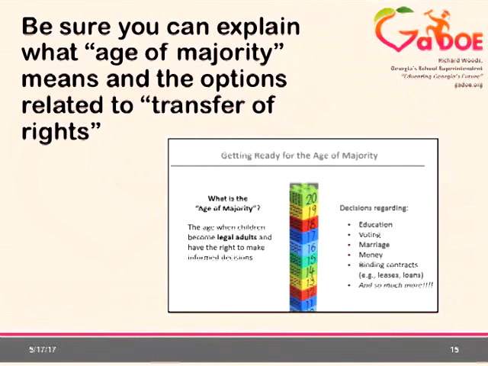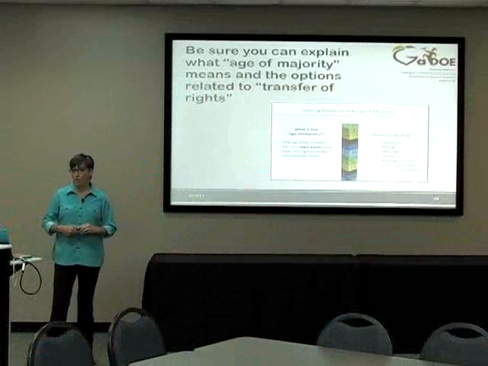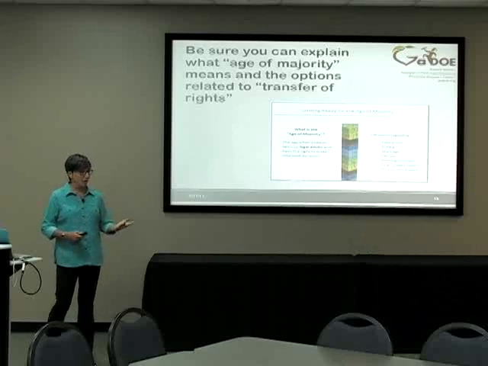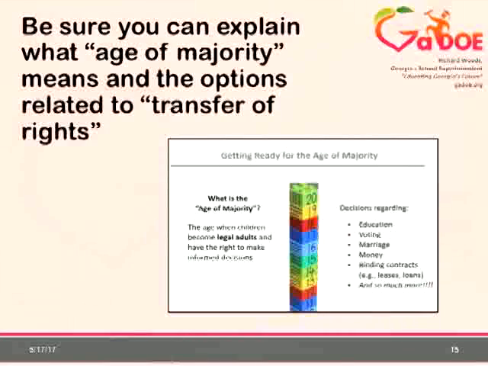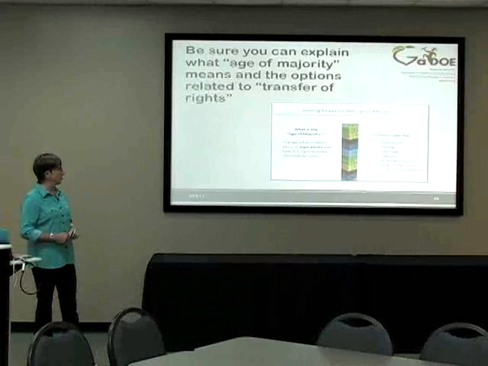And then one thing that really isn't stressed a lot in IDEA is talking about the age of majority. But it is part of the transition plan that you talk about what happens when the student nears the age of 18, and then you address it again once the student is 18, and you talk about what that means. Make sure that you are well-versed and your teachers are well-versed on what age of majority means and how to guide the parents toward finding out more information. Now, as you can see on this slide, it says age of majority is the age when children become legal adults and have the right to make informed decisions. And so this can lead to a nice, rich discussion at your transition plan meeting.